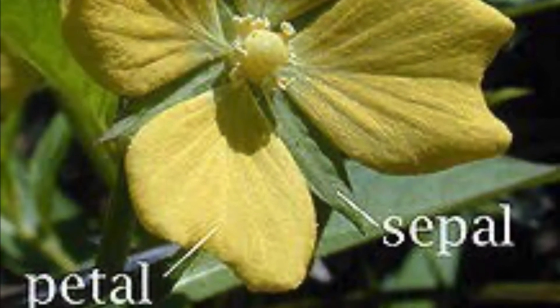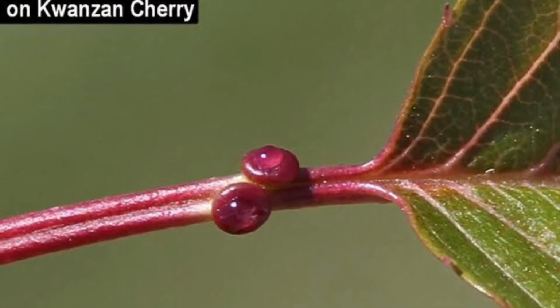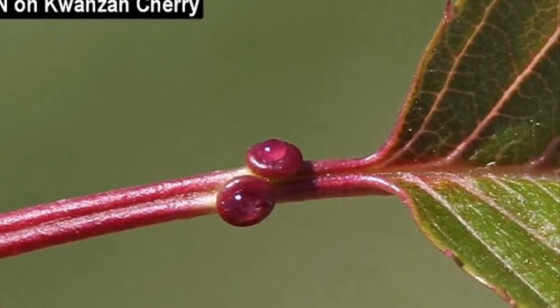The petals are large and brightly colored to attract animals. At the base of the petals are nectaries, which produce nectar to attract animals, as nectar provides energy for animals.